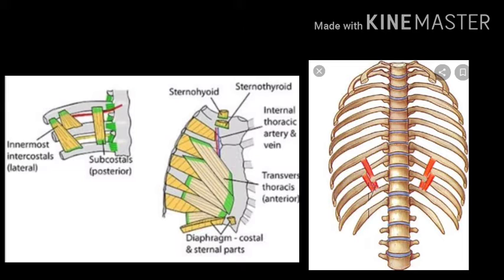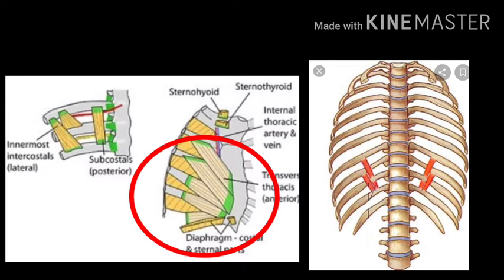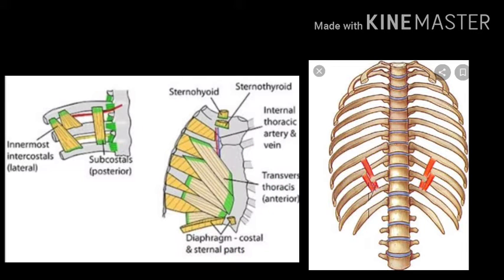But in these muscles, the subcostales and the transversus, they pass through the ribs from one rib to the other rib. In the case of the transverse thoracic muscles, as you see in the diagram, it mainly passes from one rib to the sternum or from one rib to the xiphoid process.